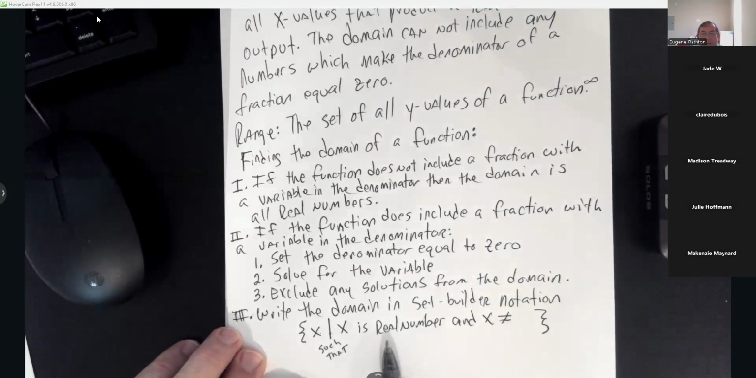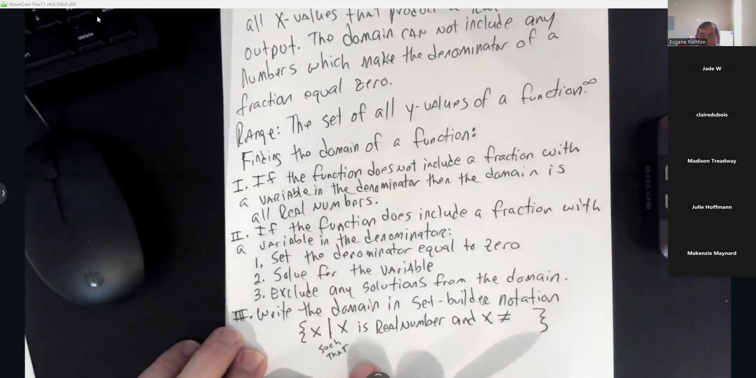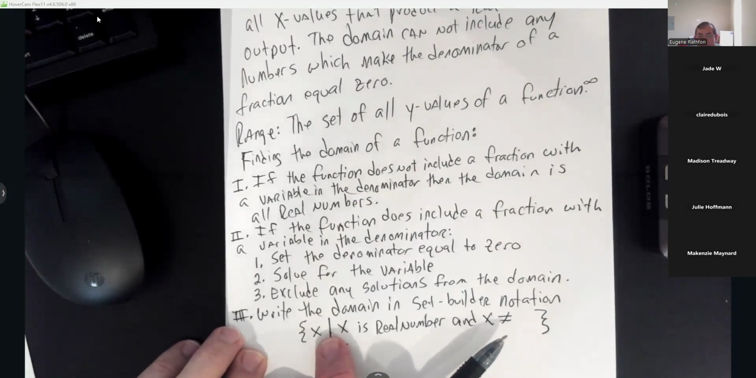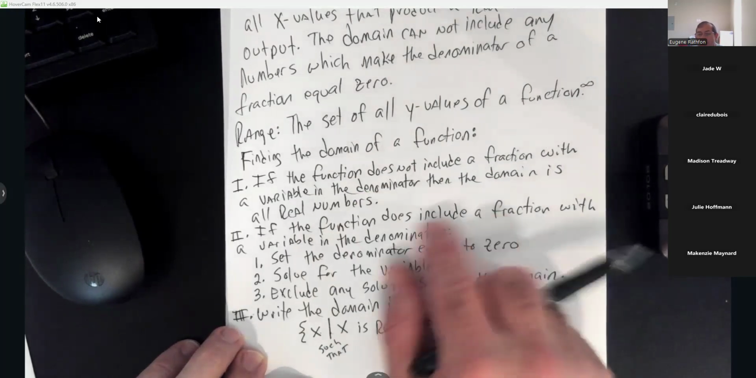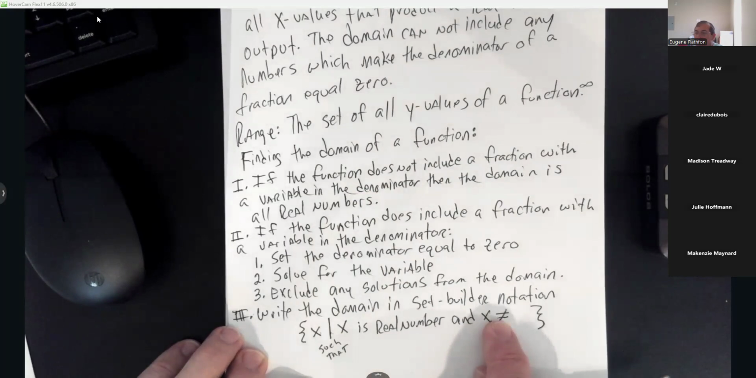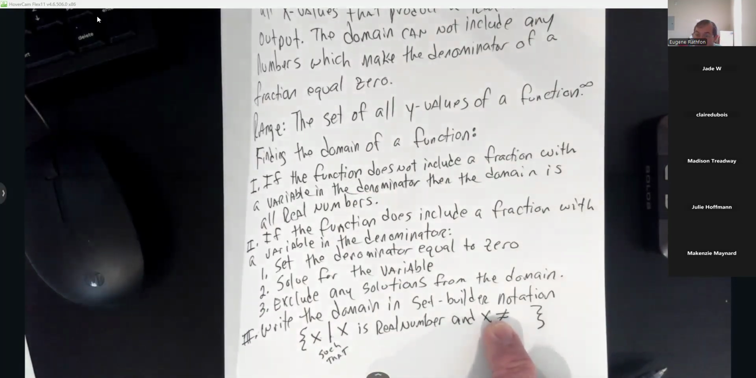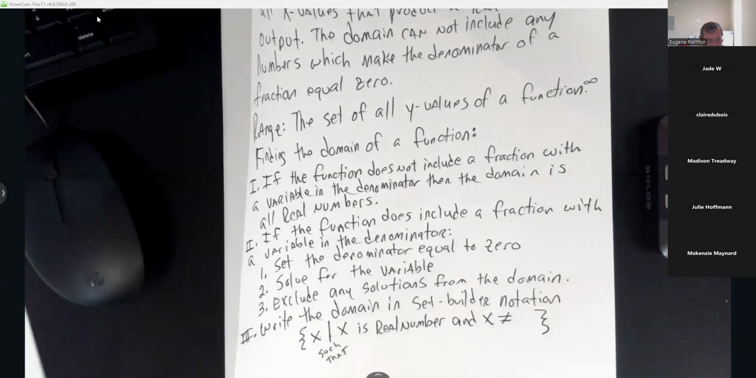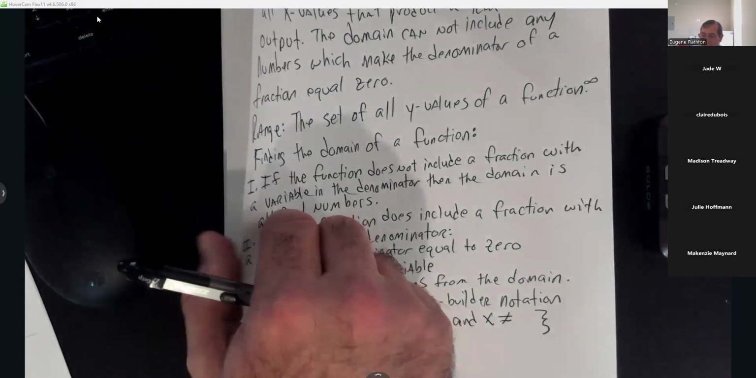Okay. Now, if you don't have to exclude any of the numbers out of your domain, if you didn't have a fraction, you'll just put x such that x is a real number. But if we do got to exclude numbers because of fractions, then we'll write it like this and use that not equals to represent what numbers we're sort of going to kick out of our domain, okay? So y'all, they're not too bad. Let me show you some examples of this.